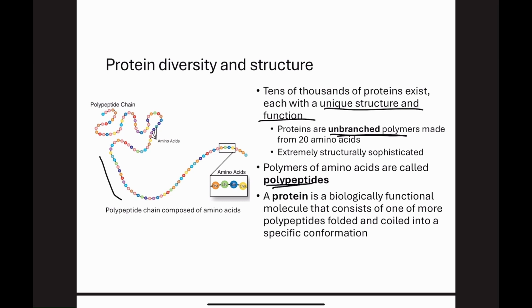We see a lot of different amino acids. Here we see the three-letter codes of our amino acids, which includes cysteine, leucine, and so on. And all of these amino acids coming together are going to be called polypeptides. So polymers of amino acids are called polypeptides. And biologically, a protein is a functional molecule that consists of one or more polypeptides that are folded and coiled into a specific conformation.